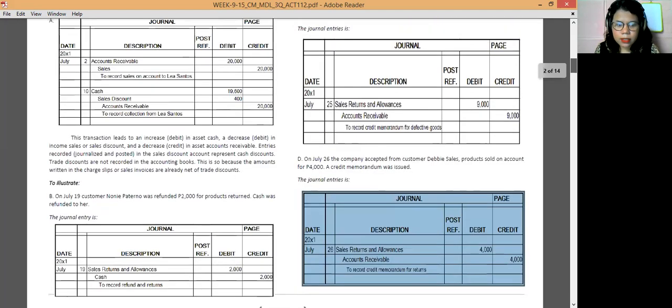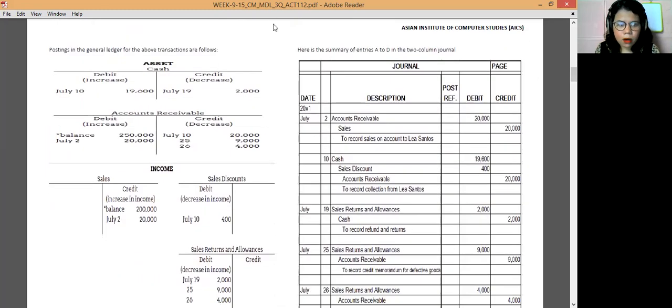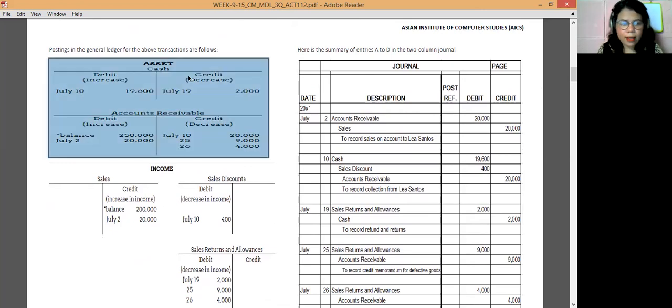So, ngayon naman, we will discuss the posting in the general ledger for the above transactions. So, syempre, once na nag-journalize tayo, so magpo-final entry naman tayo, which is the ledger. Okay? So, ang asset natin, so cash, diba? Lahat ng cash natin under debit and credit based on our illustration. So, ilalagay nyo. So, total of 19,600, then 2,000 under credit, so nag-decrease.